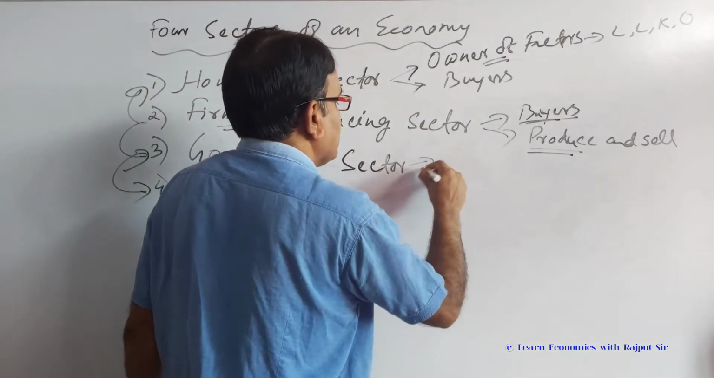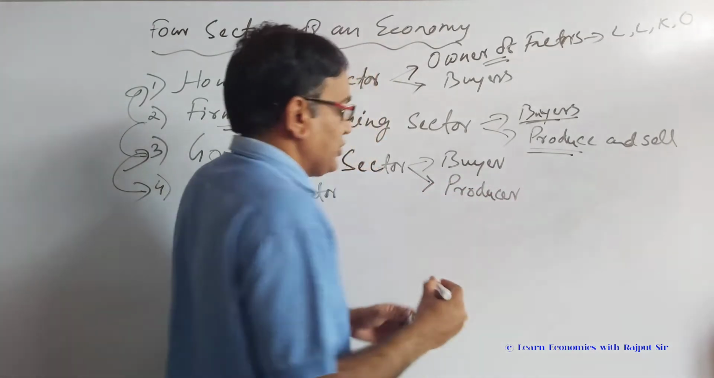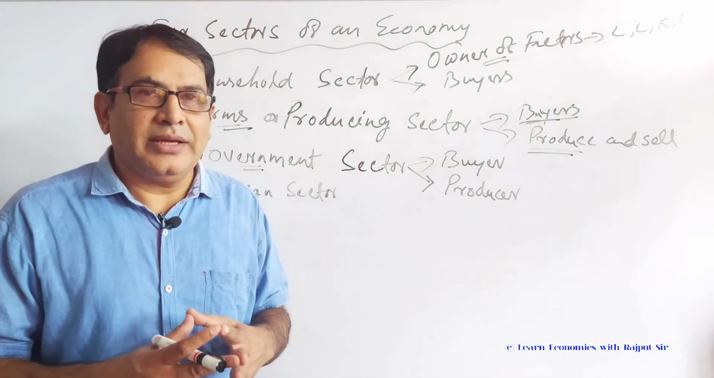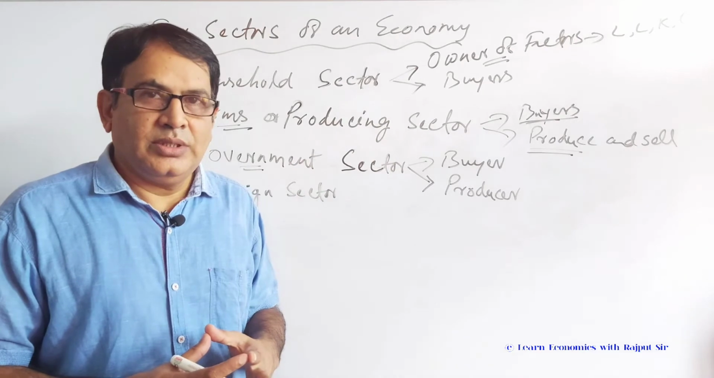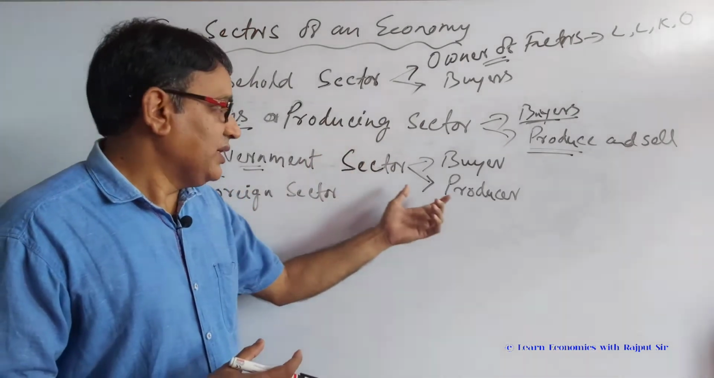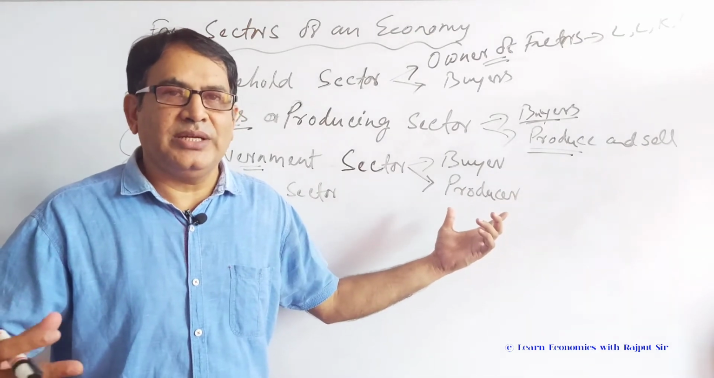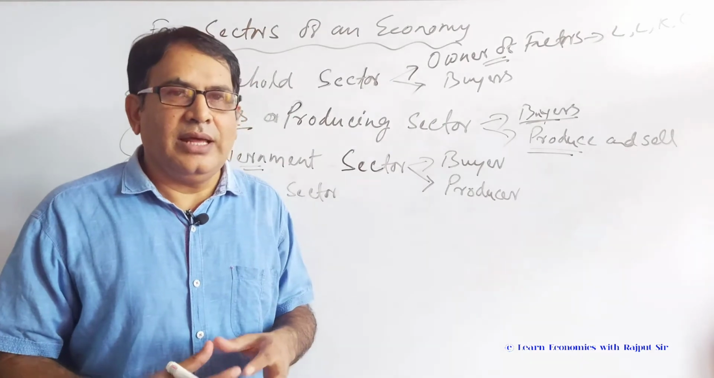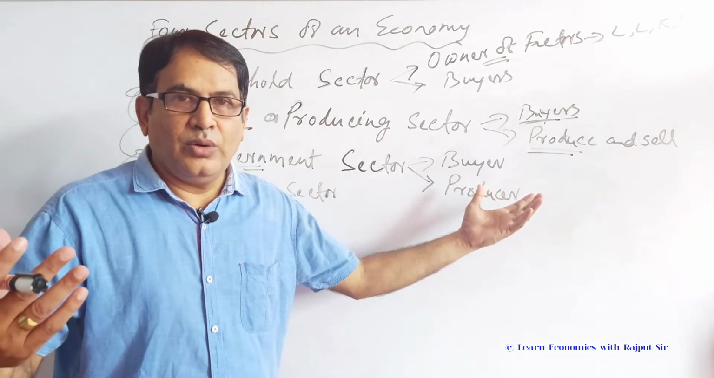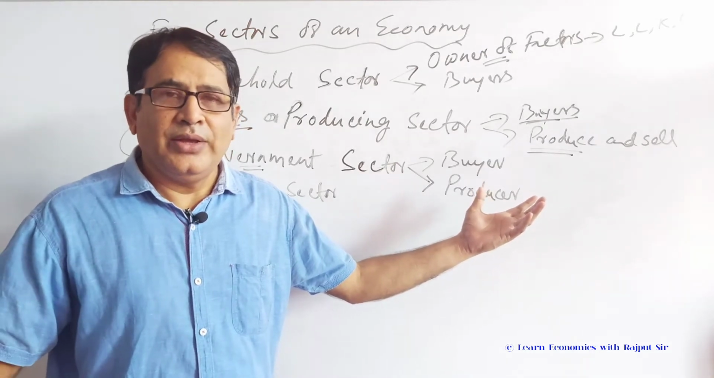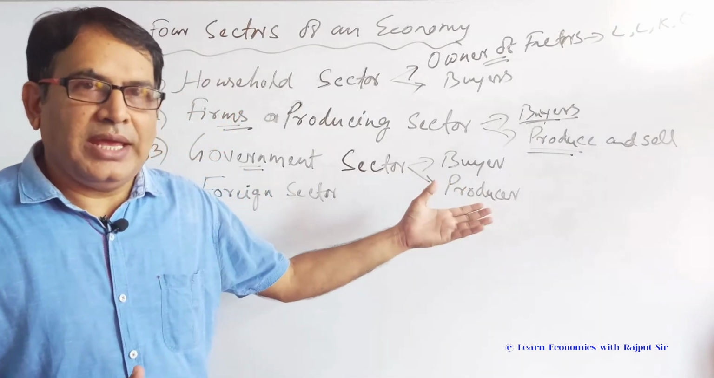Now, government is also a buyer as well as a producer. Government undertakes so many economic activities, and in the process, government buys various goods and services produced by the firms. So, buyer from that point of view. Producer, because government has many public sector undertakings. For example, in the Indian context, we have many public sector undertakings at the central level and at the state level. So, they produce goods and services. For example, BSNL, ONGC, Oil India, MTNL, these are all government enterprises, and they are also involved in economic activities. So, government is also a producer.